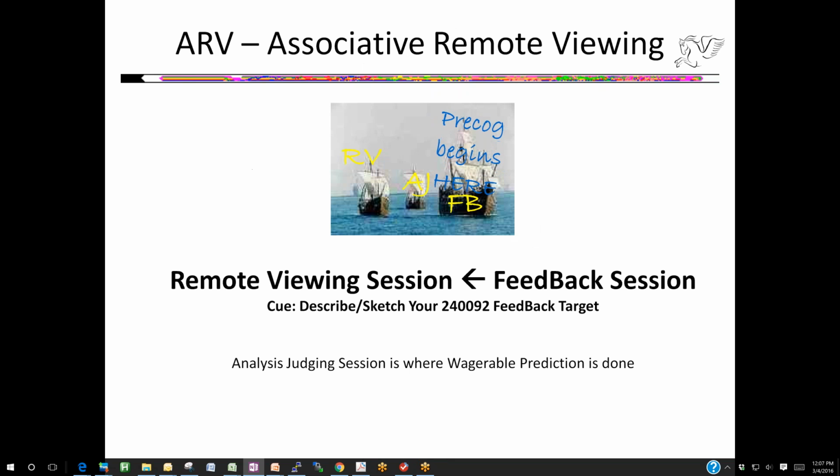What I want to make clear at the very beginning here is that from the remote viewer's perspective, just the remote viewing perspective of ARV, it is actually extraordinarily simple. The remote viewer has one task and one task only, and that is to describe and or sketch their feedback target. The cue we'll be using is: describe and sketch your 240092 feedback target. The remote viewer simply has to do that.